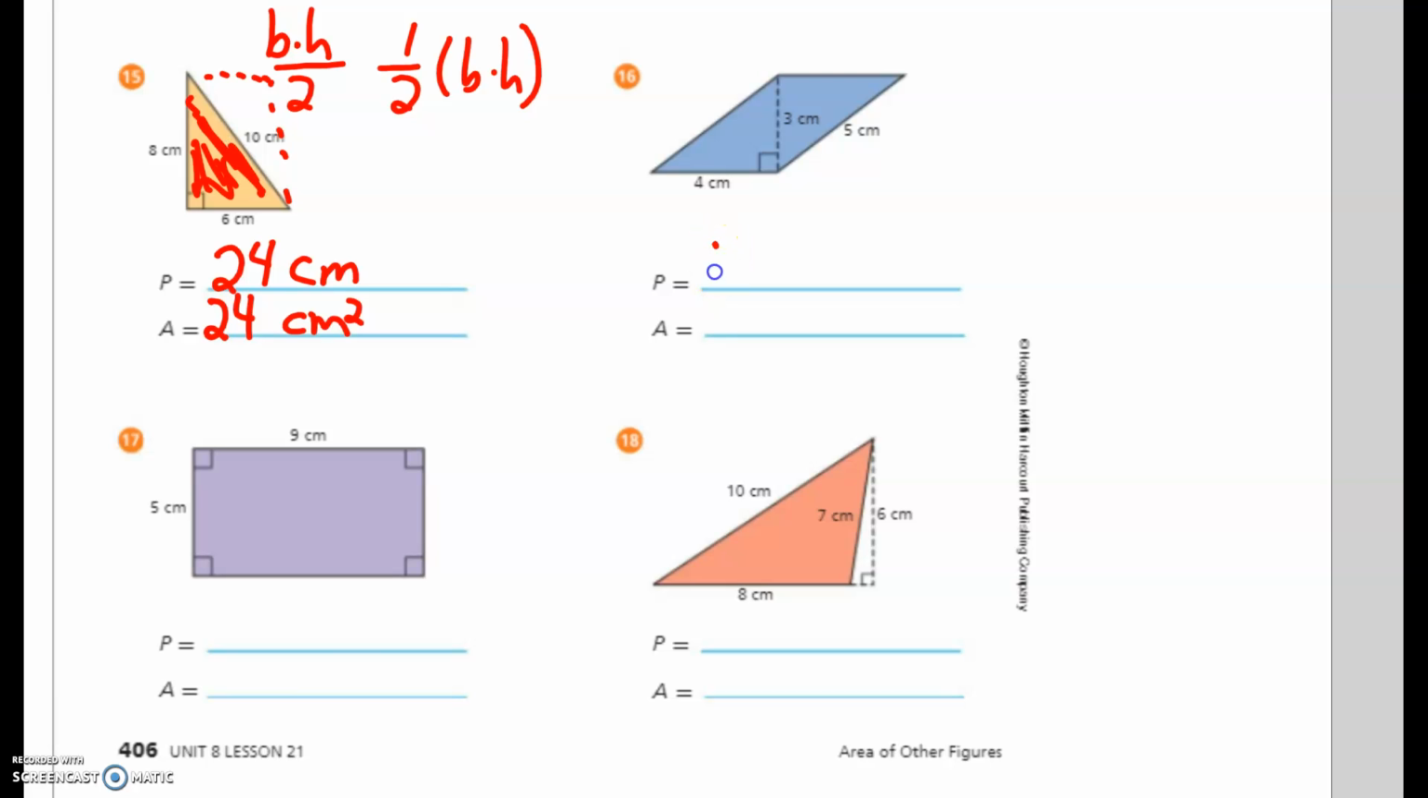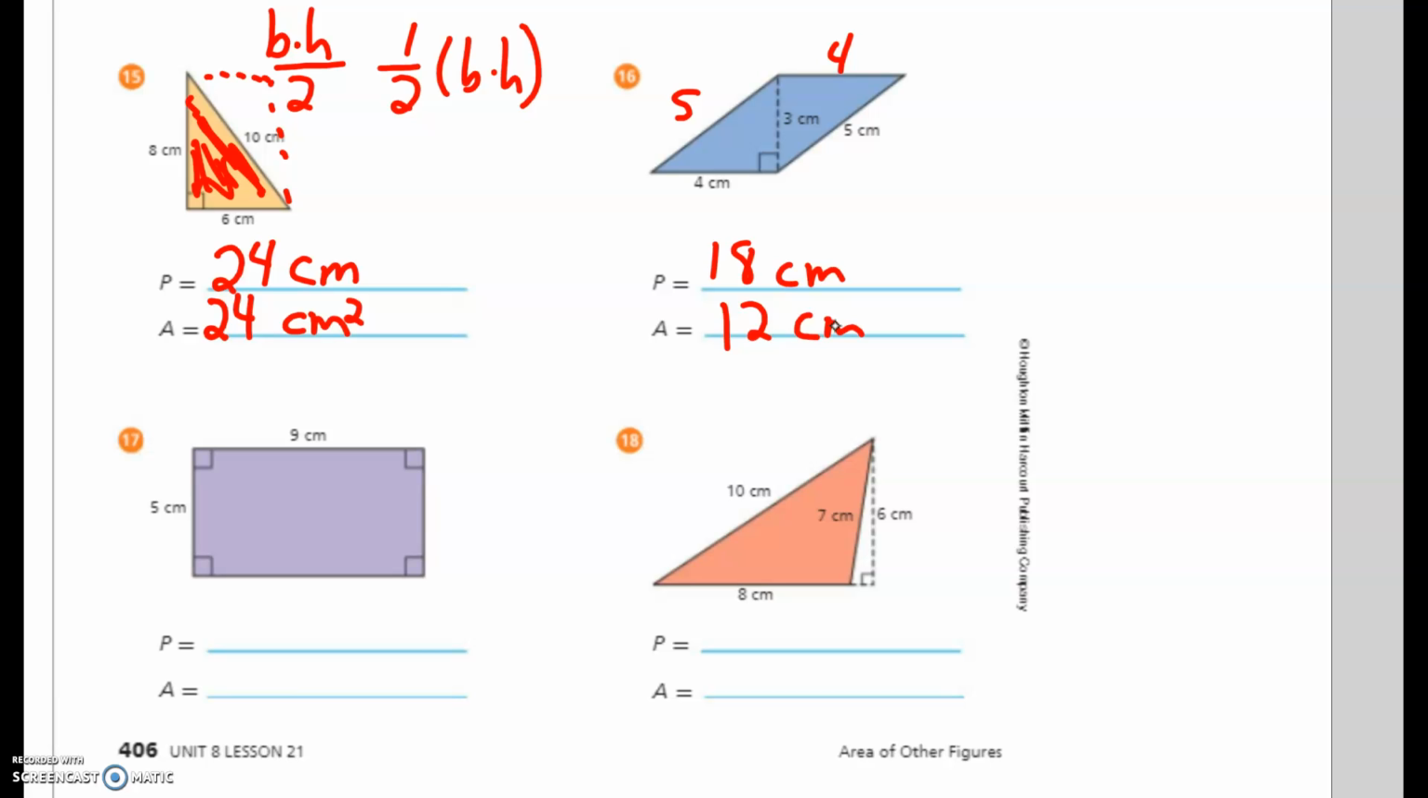Now remember, it's not a triangle, so you're not going to divide by 2. All right, the perimeter should have been 18 centimeters. Remember, it's 4 plus 5. This side's going to be 4 because it's opposite that side. This side is going to be 5 because it's opposite that side. And you can add them in any order you want. 9 plus 9 is 18. The area, remember, it's base times height. So it's just 4 times 3, which is 12. And you don't cut it in half because it's not a triangle. The triangles are going to be the only ones that you cut in half.